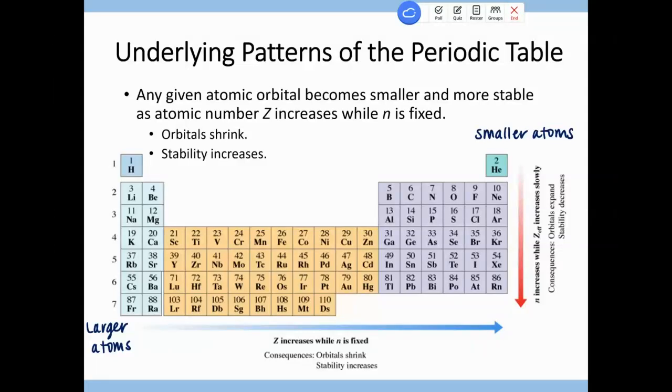We're talking about stability as well. If orbitals are shrinking going left to right, that means electrons are getting closer to the nucleus. So the stability of the atom overall increases, because overall the electrons are closer to the nucleus. If we're increasing in principal quantum number, we're adding electrons further away from the nucleus, at higher energy levels, and so overall stability is decreased. So larger atoms are less stable, smaller atoms are more stable.